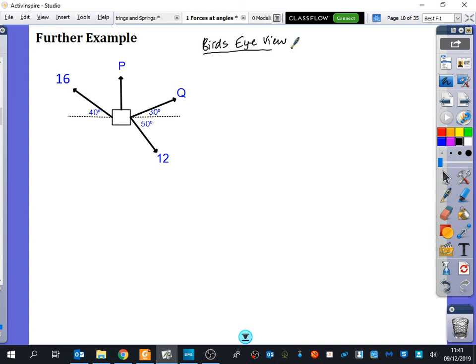Make sure when you put them on your second diagram that you have pairs, okay? Pairs of everything. There's no weight. This is a bird's eye view.